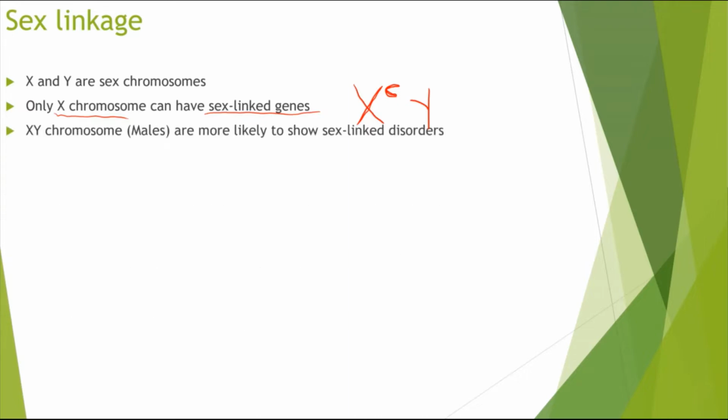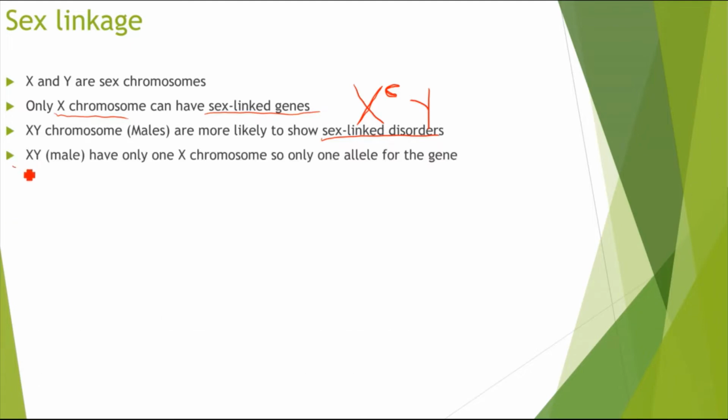Now, XY chromosomes means males in humans, but I've just put it in brackets because, for example, in birds, XY is a female instead of a male, so it's flipped around, and this can trick some people out. But just remember that XY are more likely to show a sex-linked disorder. This is simply because XY have only one X chromosome, so they only have one allele for the gene. So, for example, if we were comparing a female to a male, we have XX versus XY.